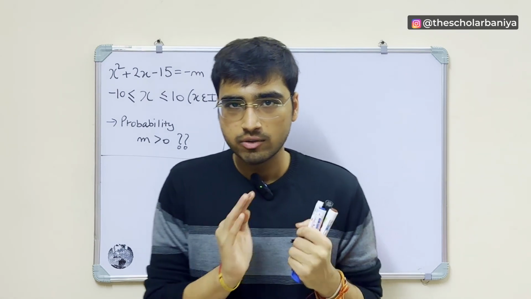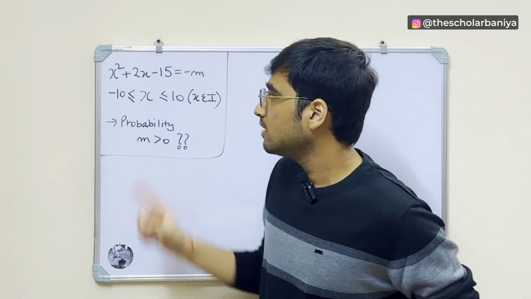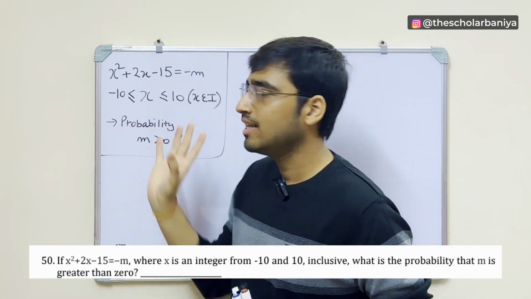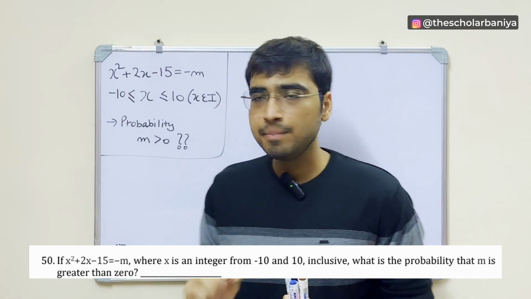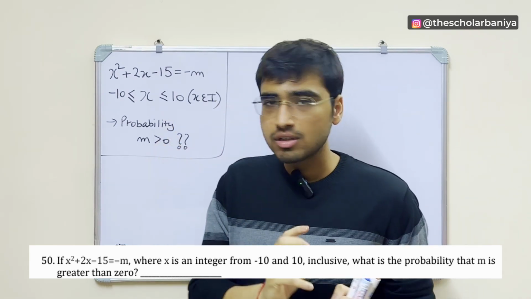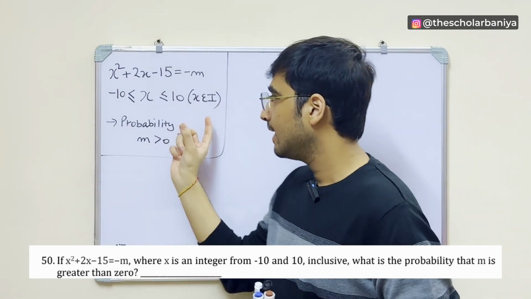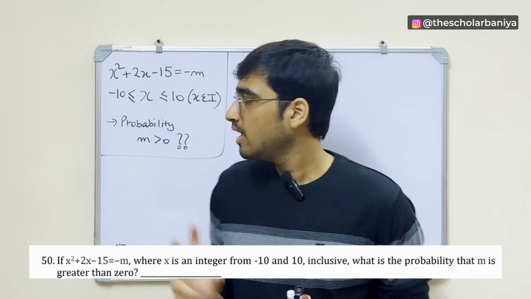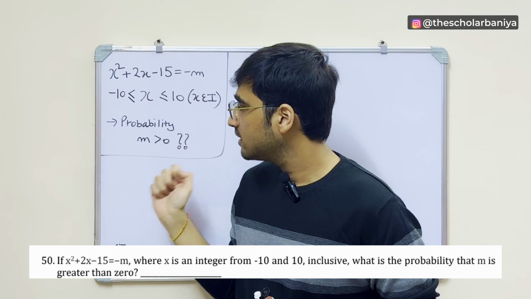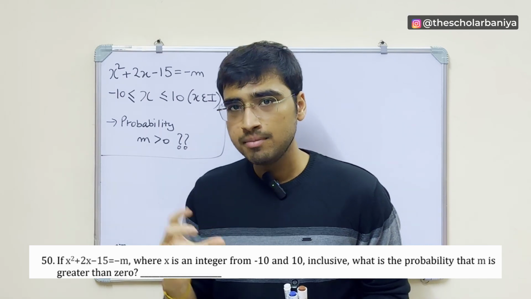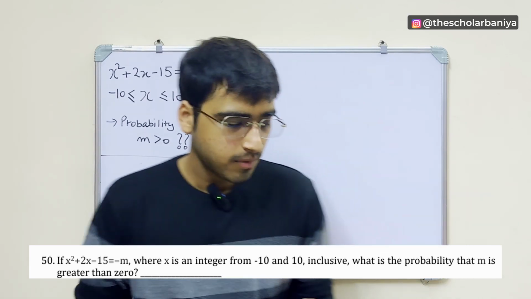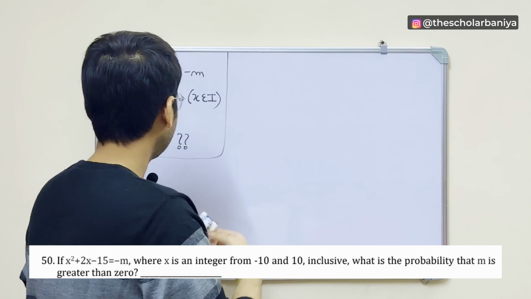So let's move on to the next question, guys. In this question, we are given that x square plus 2x minus 15 is equal to minus m. x is an integer which is greater than or equal to minus 10 and less than or equal to 10. And we have to tell what is the probability that m is greater than 0, right? So let's try and solve this question.